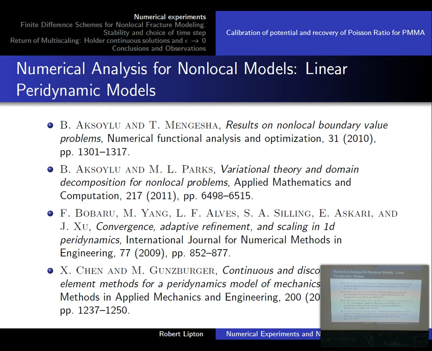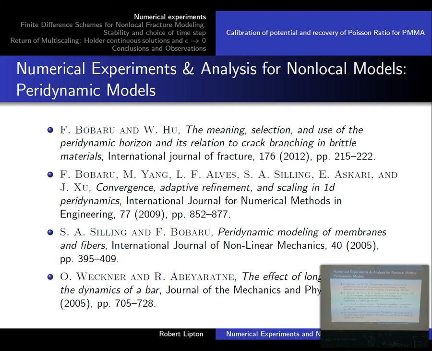Okay, and then Chen and Gunzburger, in continuous and discontinuous finite element methods for linear models. Then really numerical experiments for nonlinear models.